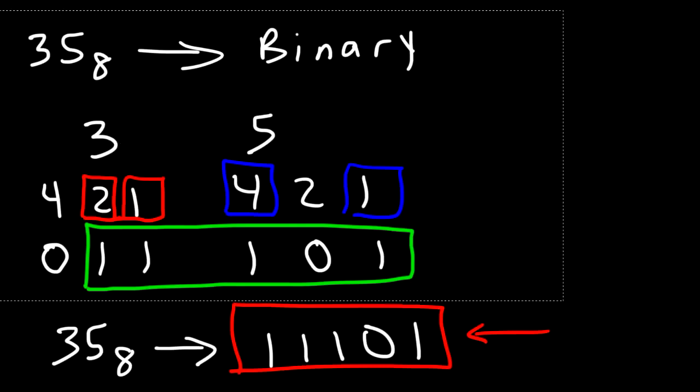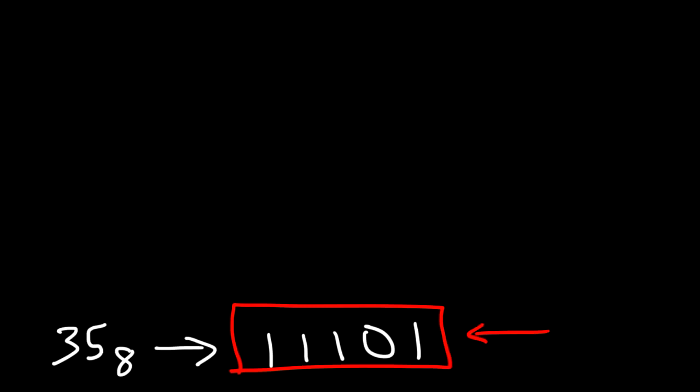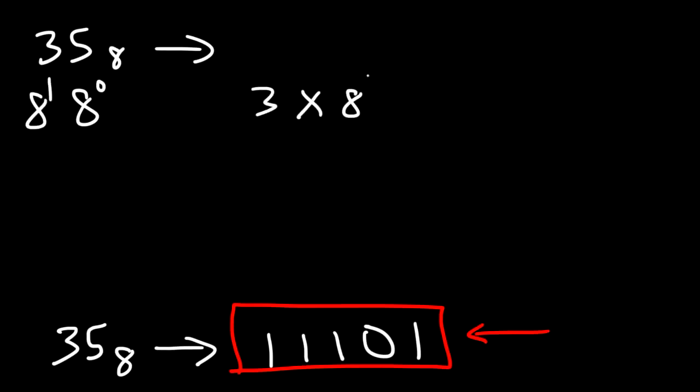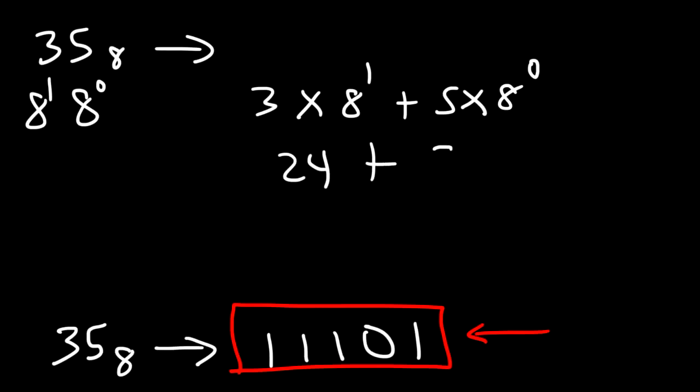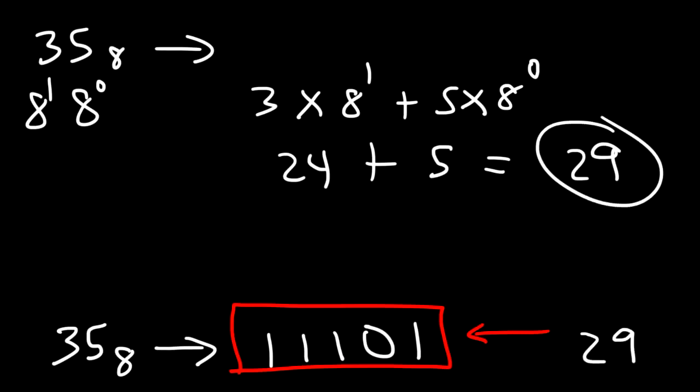Now, if you want to check your work, here's what you can do. Let's convert the octal number into a decimal number, a number in the base 10 system. To do that, you need to multiply the 5 by 8 to the 0 and the 3 by 8 to the 1. So it becomes 3 times 8 to the first power plus 5 times 8 to the 0 power. 3 times 8 is 24. 8 to the 0 power is 1. So that's 5 times 1, which is 5. And so the sum is 29.